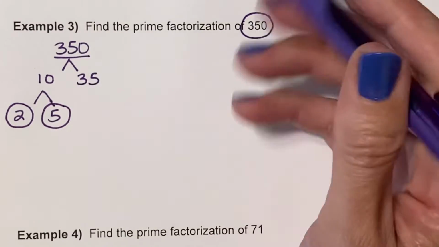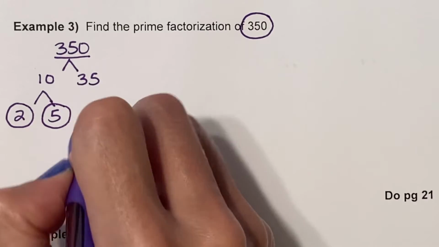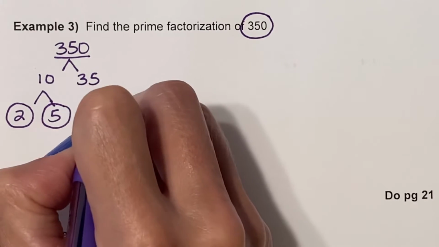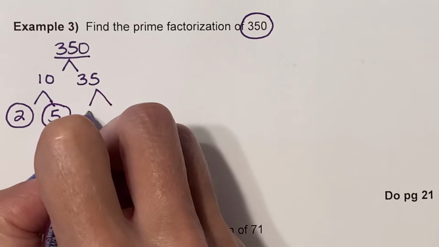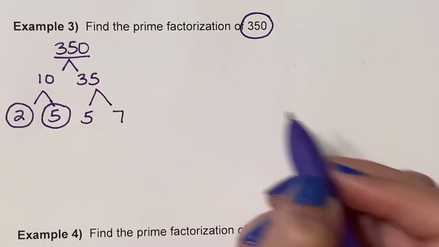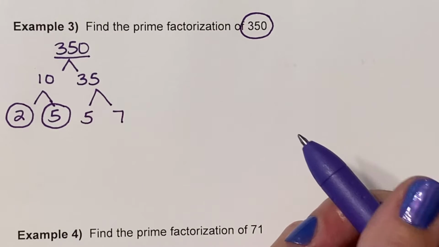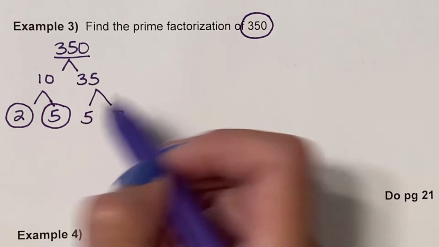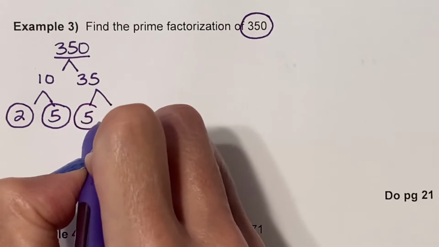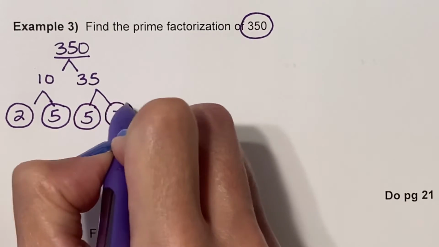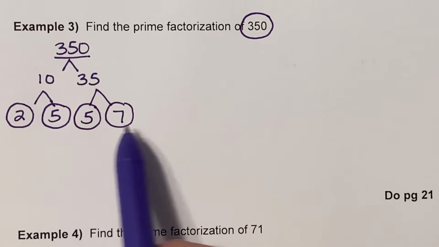Now I'm gonna go on to the 35 branch. And I'm gonna kind of scooch it over here. 35, let's see, I know 5 goes into it. 5 and 7. This is why it's so good to know our multiplication facts. Oh, and both 5 and 7 are our primes. So, and then I'm done.